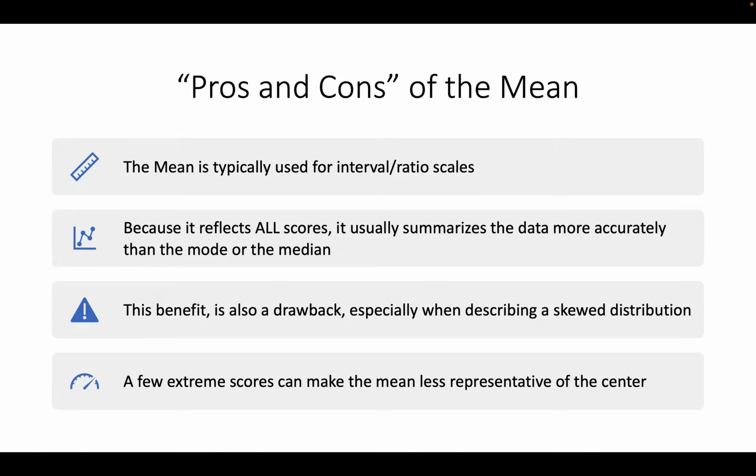Now we're going to talk about the pros and the cons of the mean. So we typically use the mean with interval and ratio scales. And it typically summarizes your data pretty accurately because it takes into account all of the scores. So with the median and the mode, we're looking at what? One or two numbers to try to describe an entire data set. But with the mean, you use all your data to calculate an average score. However, that's exactly the drawback of using the mean. A few extreme scores can pull the mean and make it less representative of the center of your distribution.